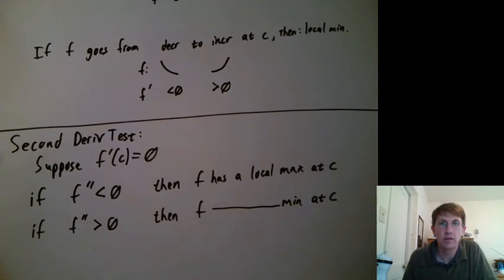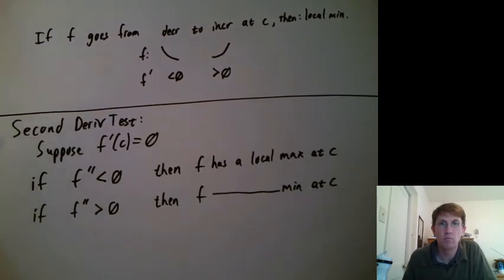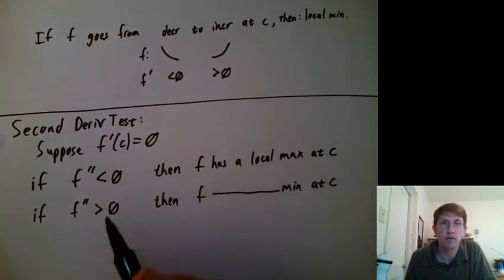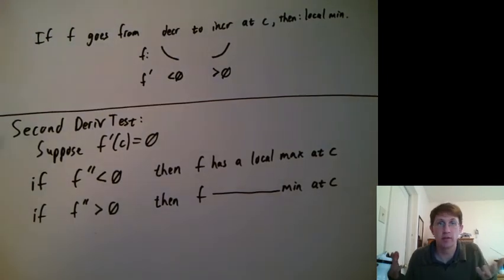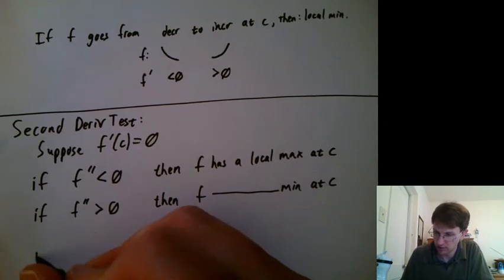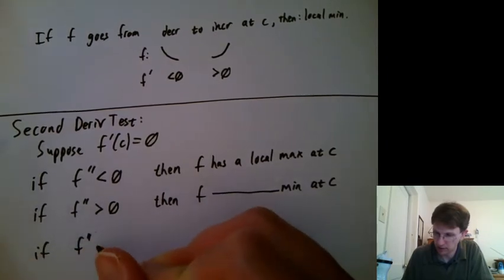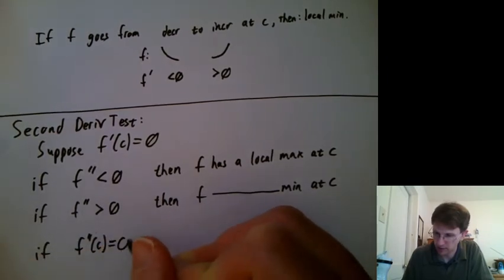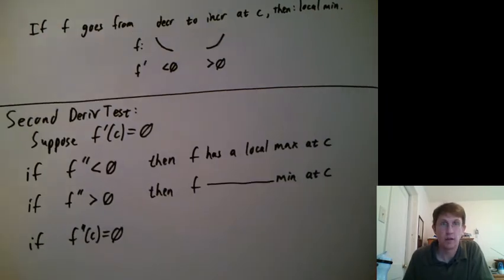Okay, so far, any questions left in your mind? Well, here we've got negatives, here we've got positives. What else in the world is there besides negatives and positives? Zeros. So what can we say if f double prime at c equals 0? That would be a candidate inflection point.